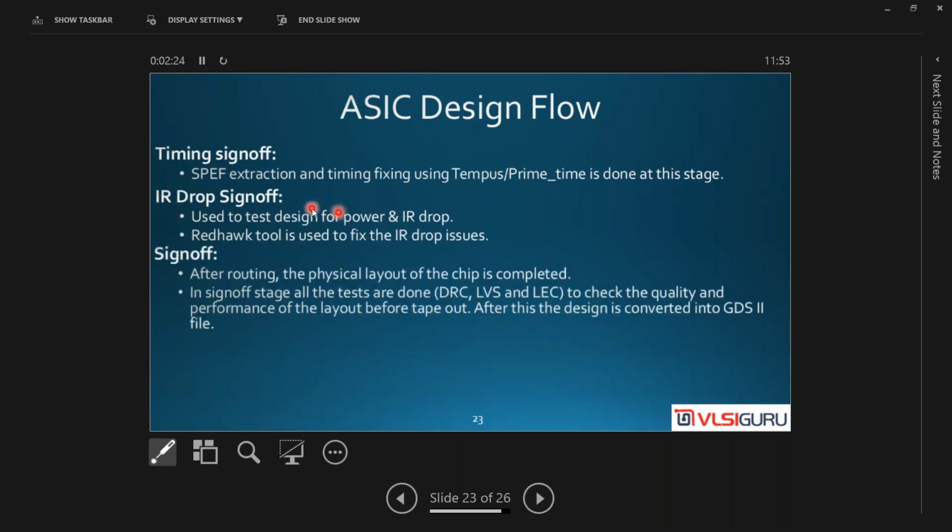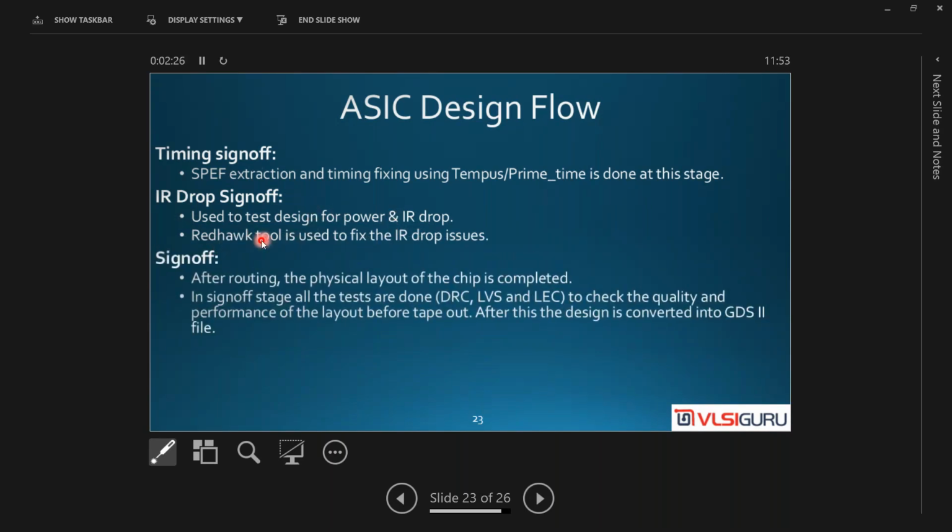Here also we have the RedHawk tool to do that. Here we do not do it in Tempus for IR drop sign off, but RedHawk is the tool which we use. We have to have the information of what all tools are used.